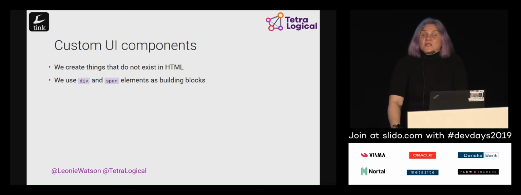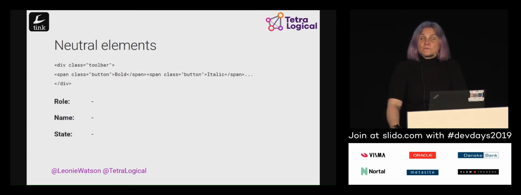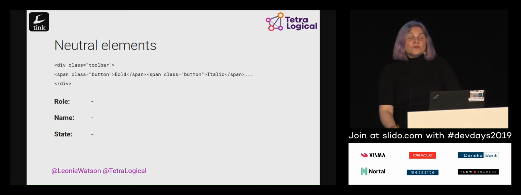And what we do when this happens is we tend to use div and span elements as our building blocks, as the primitives for the things we want to create or do. The problem is that div and span elements are what we call neutral. The browser doesn't make any role information or any other accessibility information available about them.